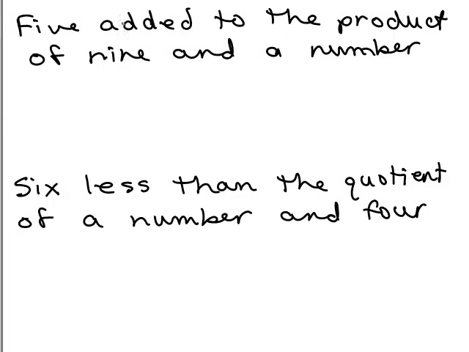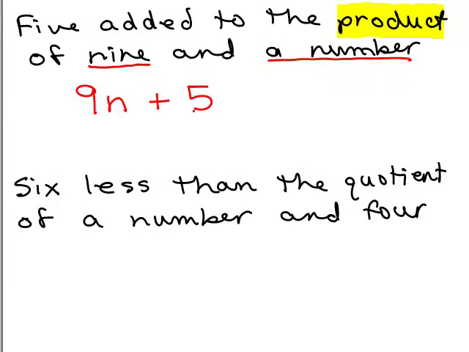Okay, so what do we have? 5 added to the product of 9 and a number. So we're adding 5 to something, so I have to do this part first. The product, remember, means multiplication. And what are the two parts? I've got 9 and a number. So how do I write the product of 9 and a number? I do 9 times n, which is 9n. And then it says I'm going to add 5 to that, so then I add 5. That's what you should get.